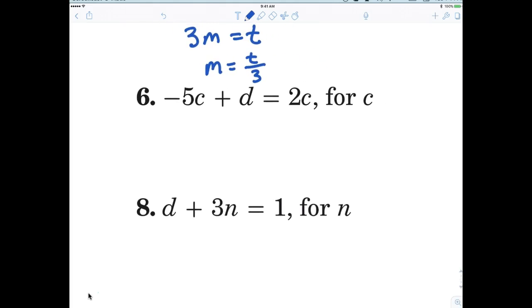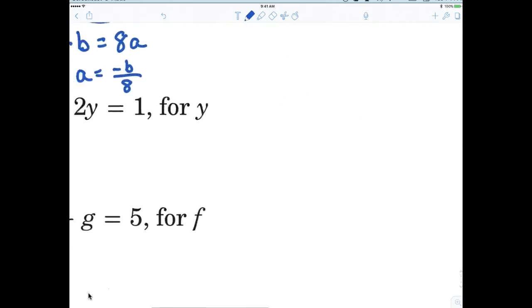What are we doing for 6? All right, so D is equal to what? 7C. So C is equal to D over 7. That's not that hard. All right, now let's keep going. Like I said, it's getting a little bit harder now.